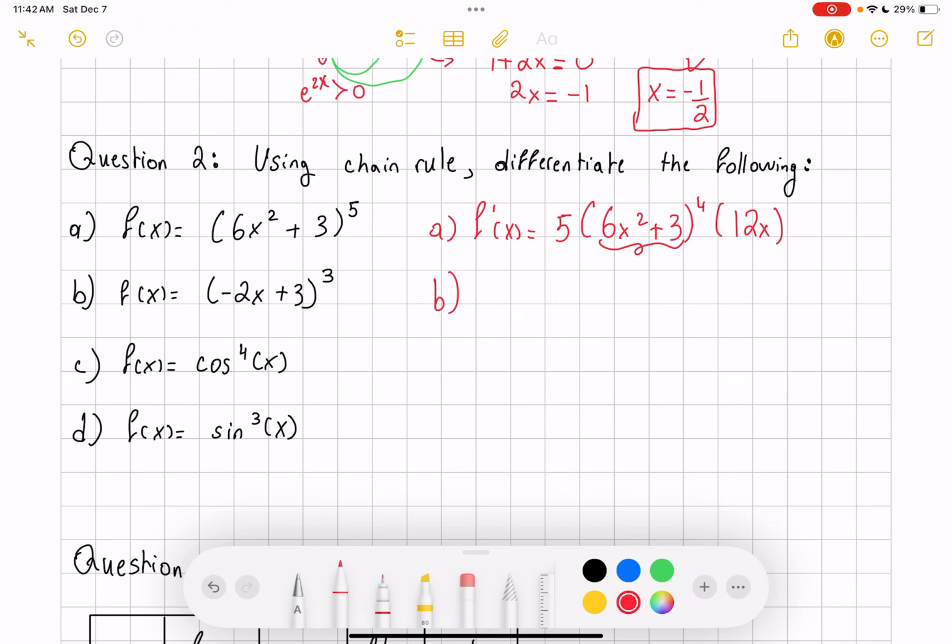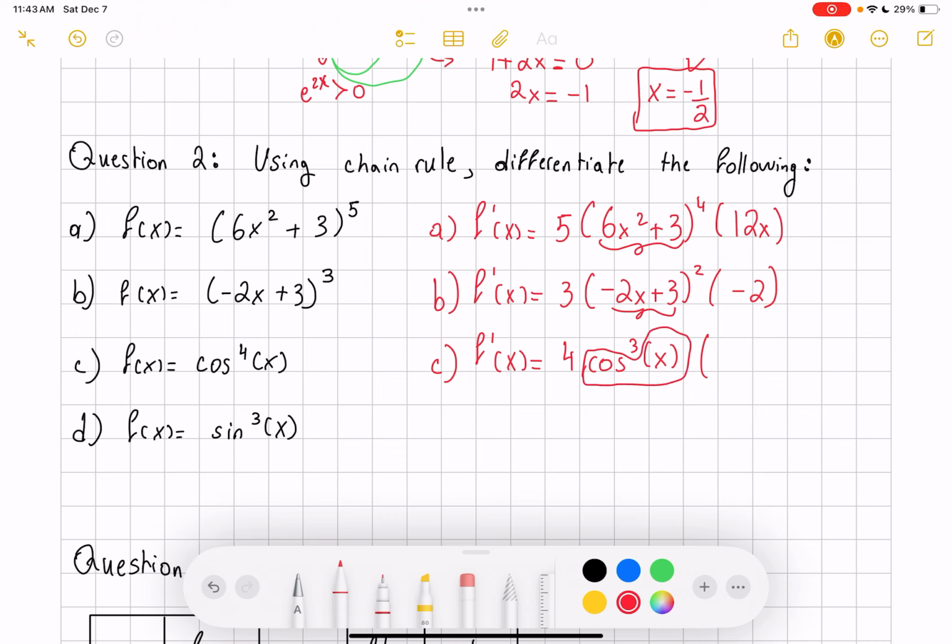Now in part B, f prime of x is going to be 3 times negative 2x plus 3, all of it to the power of 2, and then you multiply by the derivative of the inside, which is going to be negative 2. Now, in part C, f prime of x over here is going to be 4 cosine to the power of 3x, and then you multiply it by the derivative of the inside, which is the derivative of cosine x, which is going to be negative sine x.